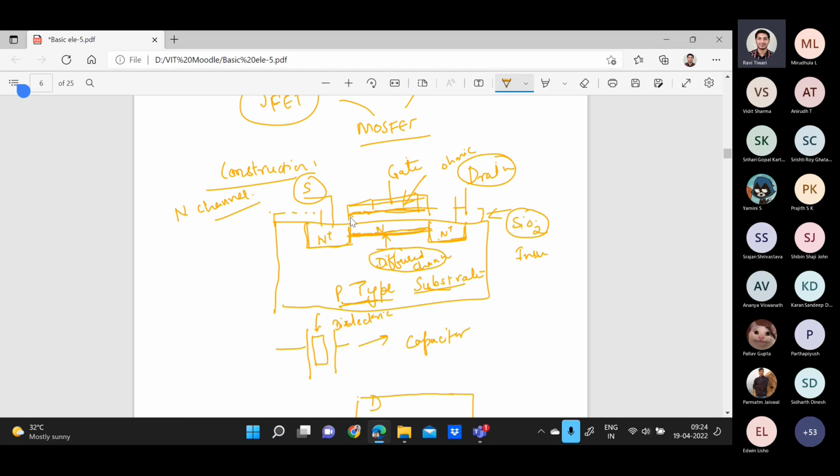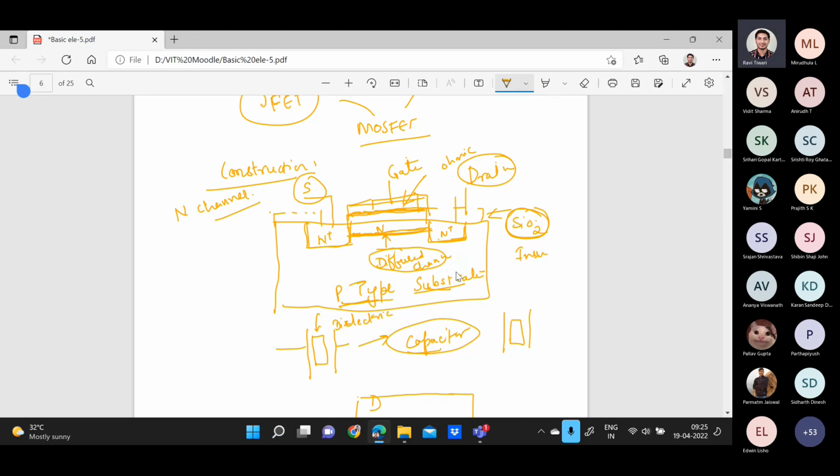And the second thing is that here you are creating the silicon dioxide insulator, which will behave just like a dielectric. And if you remember a capacitor, we have two parallel plates. In between them, we have a dielectric. So it will behave just like a capacitor for storing.